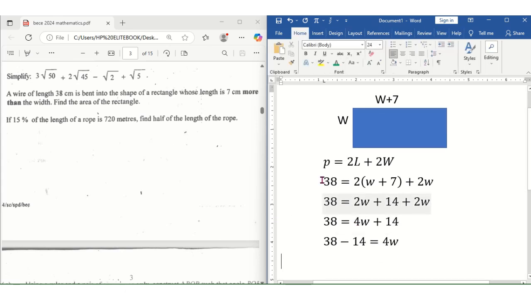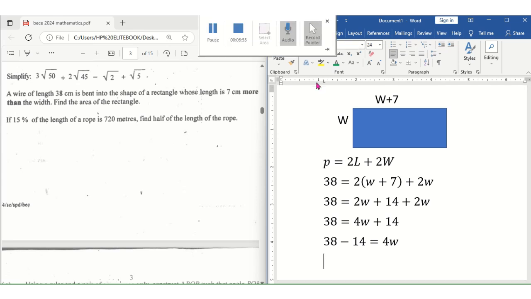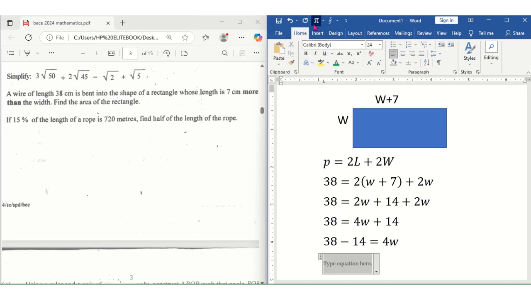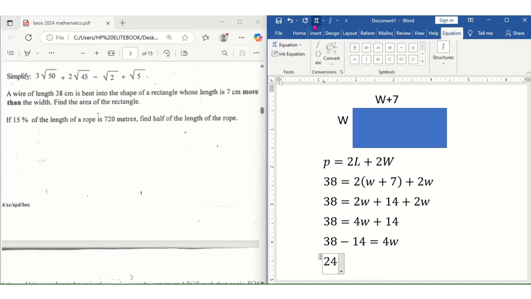All right. Then in our next step, we are going to subtract this 14 from the 38. So 38 minus 14 will give us 24. So 24 will be equal to 4w.